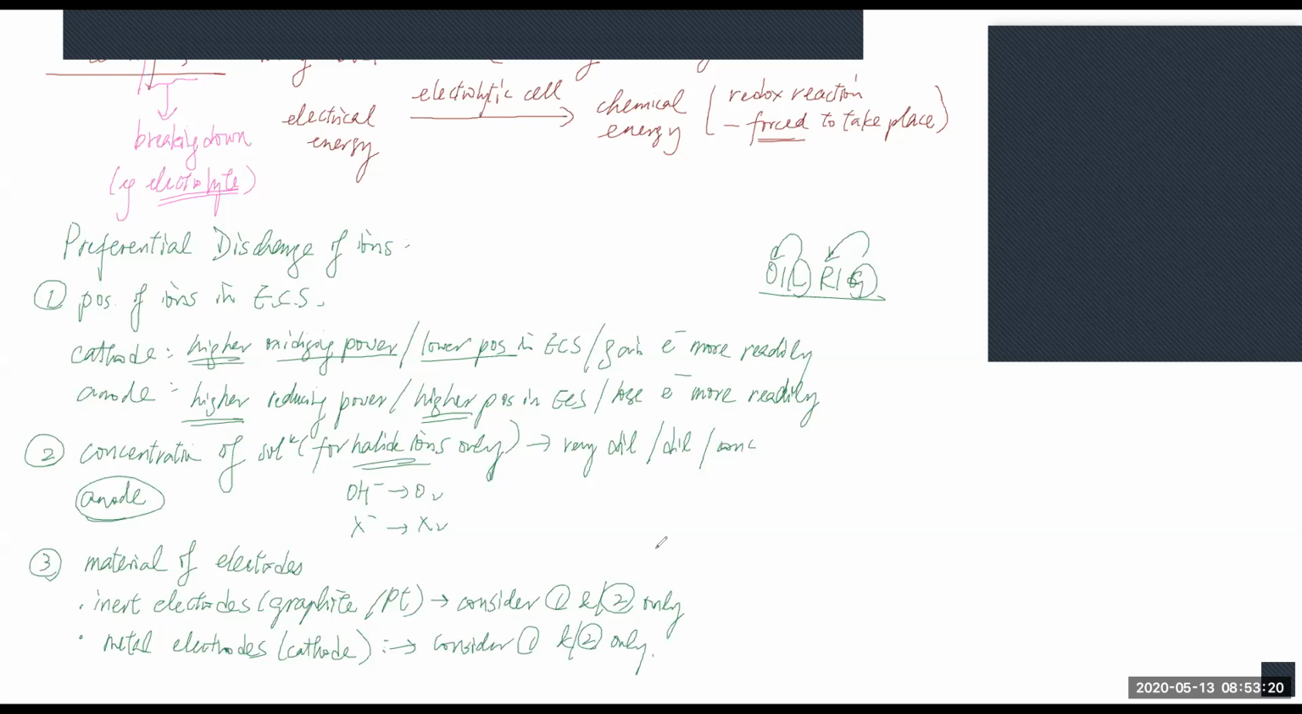Of course, there is a special case, just like mercury. If I use mercury as a cathode, what will happen? It will take part in the chemical reaction. How? If you have got sodium ion, which you know is a very weak oxidizing agent, it will also undergo preferential discharge. So it will form what? A type of alloy. What is that? We call it amalgam, right? For example, sodium amalgam. This is the first part.